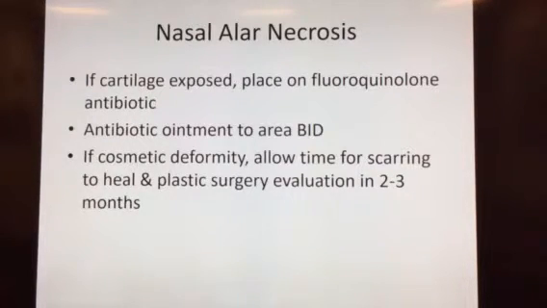Finally, if down the road your patient has a cosmetic deformity from this, you do need to allow time for scarring and contracture to happen, and then you could consult with a plastic surgery colleague or evaluate the nasal ala for possible revision or cartilage grafting, whatever the degree of the necrosis necessitates. We wouldn't do anything prior to 2 or 3 months. Even waiting 6 months would be reasonable, to wait for all that scar contracture to give you an idea of what your patient might need.